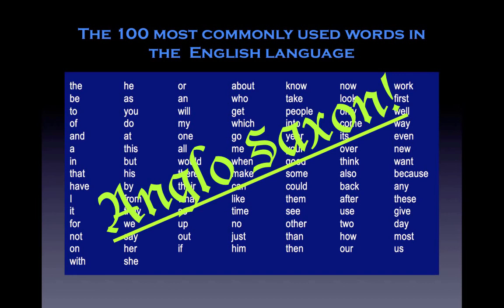And if you were to look at the next 100 most frequently used words in the English language today, you would find that 83 of those are Anglo Saxon in origin as well.